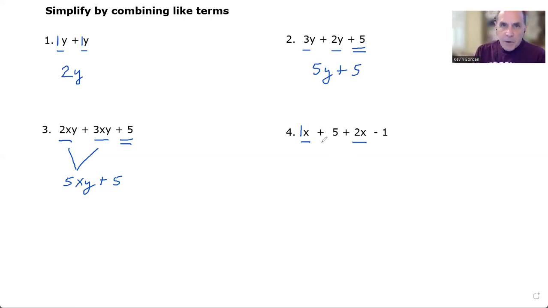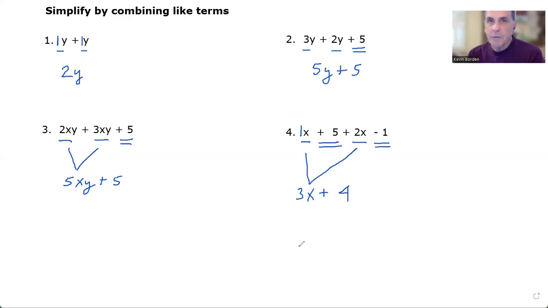And then we have plus 5. I like to include that sign, and minus 1. That helps us keep track when we combine them. Let's combine the x's. 1x and 2x give us a total of 3 x's. Positive 5 and negative 1. That's going to be like 5 minus 1. We're going to end up with positive 4 when we combine those two.